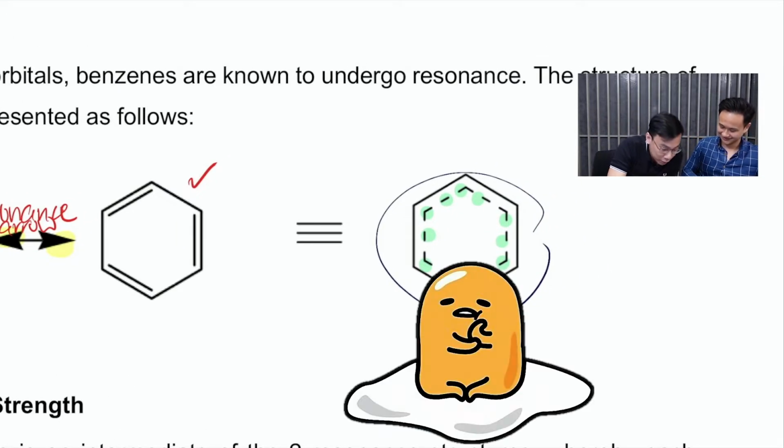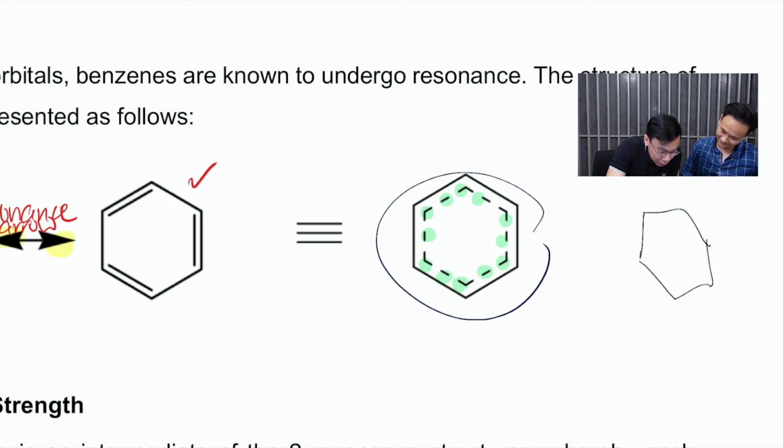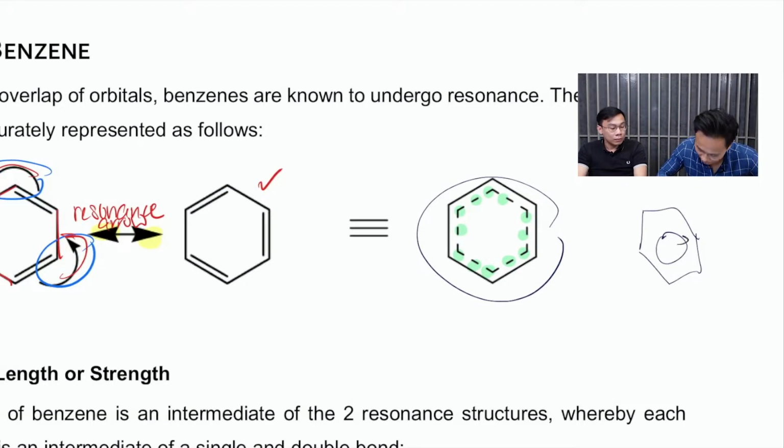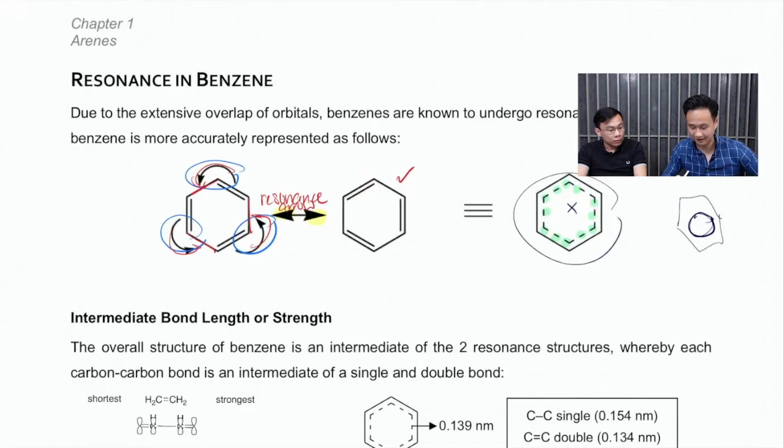I'll draw it like an egg yolk, maybe like this. Exactly, so much simpler. And this is how we draw benzene, right? Just a simple circle in the middle. Don't waste time doing this, okay? And that's it. So this is how benzene looks like.